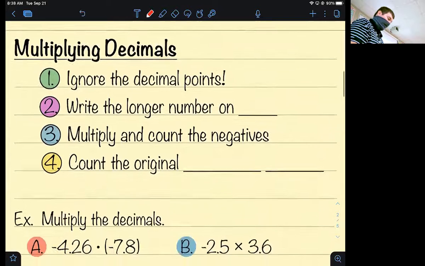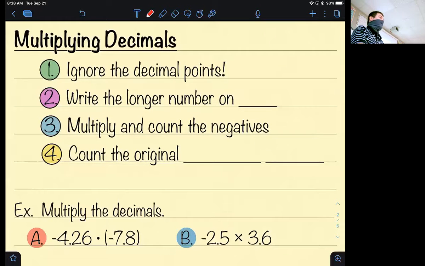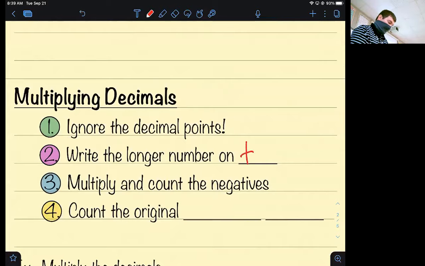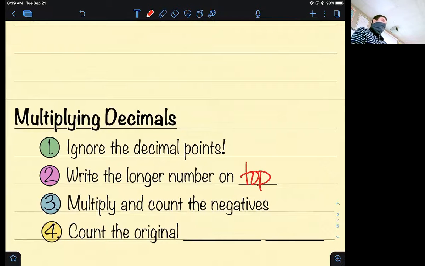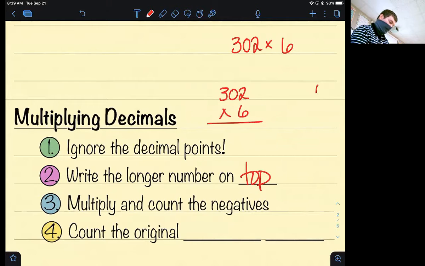Multiplying decimals. We're just doing decimals today, multiplying and dividing them. So multiplying decimals: ignore the decimal points. Not something you thought you might hear. Ignore them. Pretend they're not there. Then I want you to write the longer number on top. The reason I say the longer number is because the longer number may not always be the larger number. So for example, if I had you multiply 302 times 6, would you write it like this? Or would you write it like this?